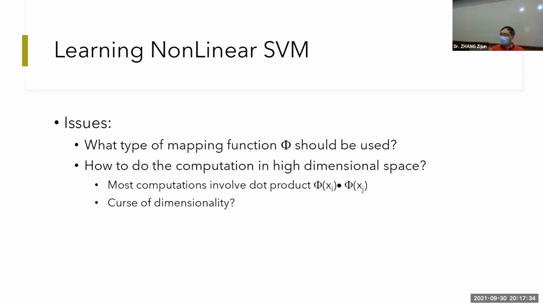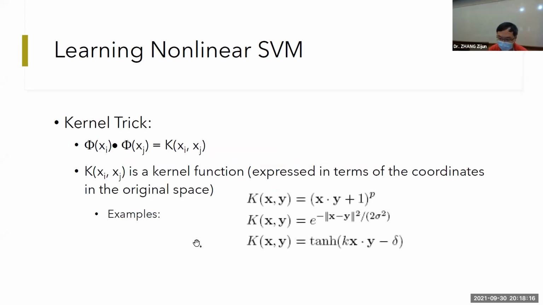Then the questions come: given a data set, how can we determine which mapping function, which kernel, should be used? And how can we do the computation in high dimensional space? Most computation actually happens at the dot product between the kernel transforming X to one dimension and the kernel transforming X to another dimension. And how can we handle that curse of dimensionality? Okay.